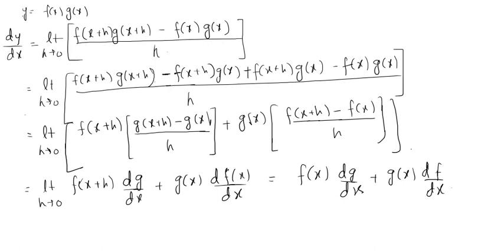So if you have two functions f and g, and you have to find the derivative of their product fg, it will be first function multiplied by the derivative of the second function plus second function multiplied by the derivative of the first function. Okay. So we'll quickly discuss a problem based on this.